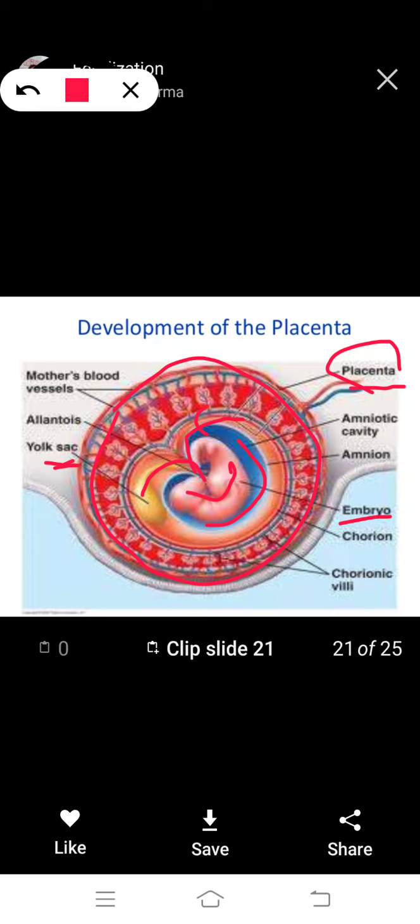After that, the outer layer is formed. The chorion type, the chorionic villi, is formed. This is the finger-like type of chorionic villi formation. The chorionic villi form the placenta. Okay, it forms the placenta.